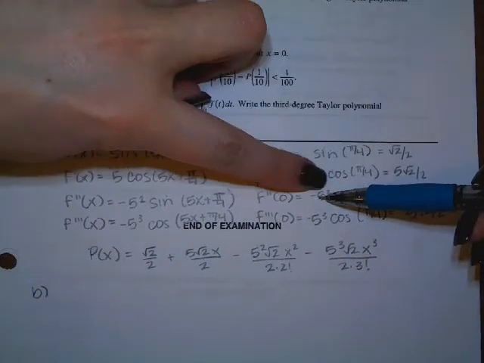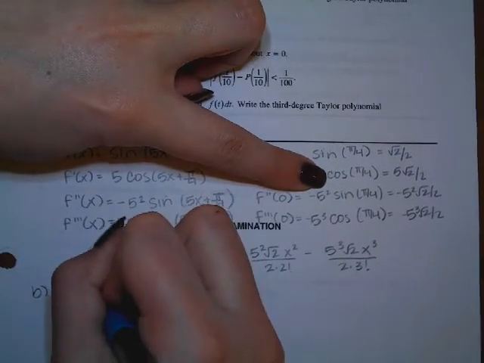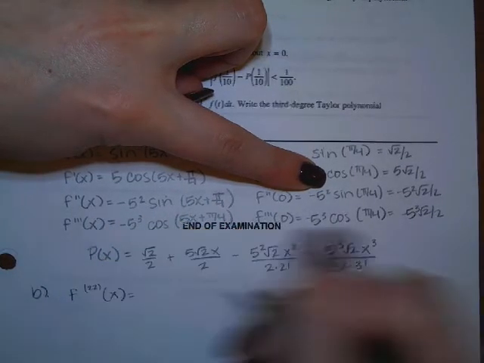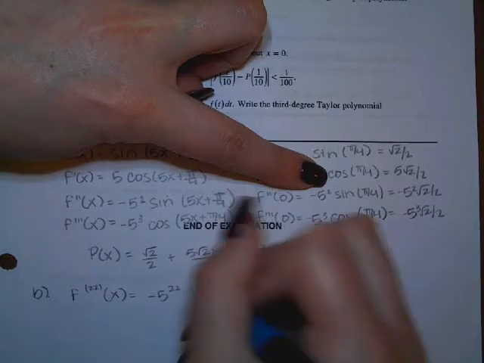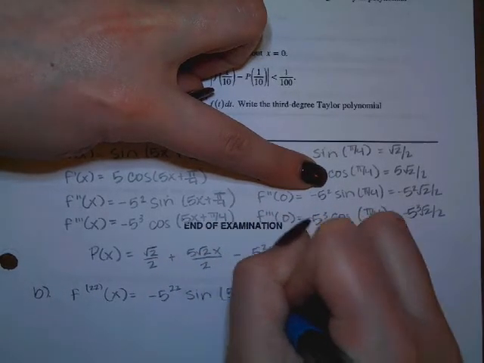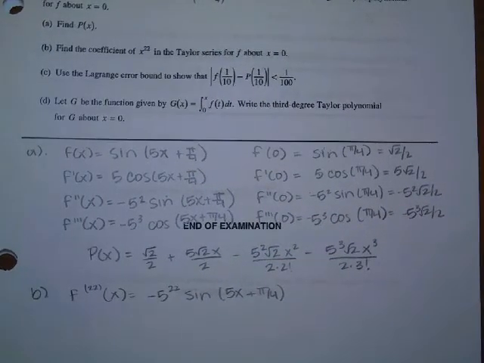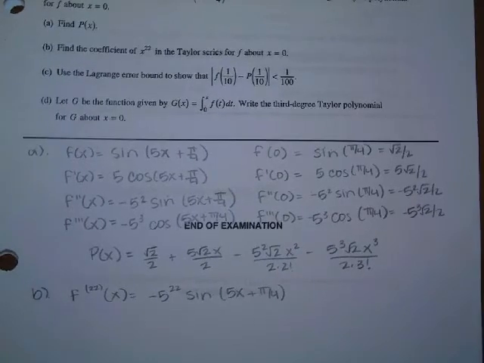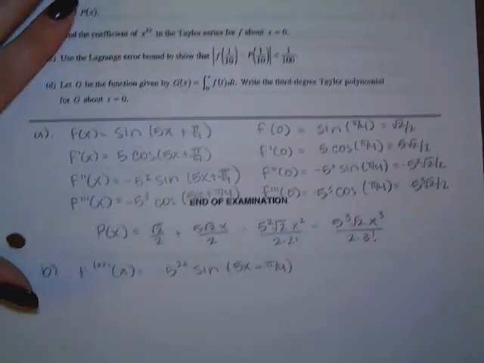5 to the 20. So the 22nd derivative would be negative 5 to the 22 sine of 5x plus pi fourths. Okay, so that's the 22nd derivative. They want the coefficient of that term.